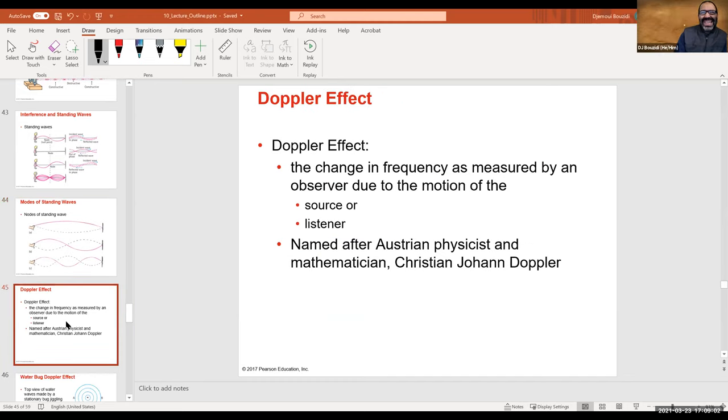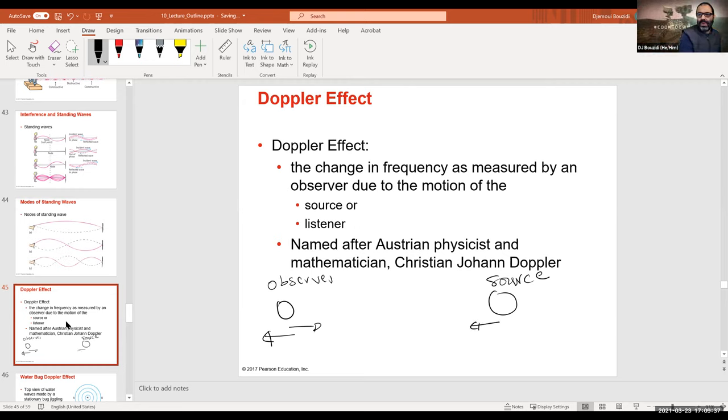Okay, so again, the Doppler effect. I already mentioned that you have three things going on for you. You have an observer, listener, receiver, however you want to call it, and you have a source. The observer can move toward or away, or recede. The source also can move in or out. And the wave has its own speed. That's the third one. So the wave is moving too.